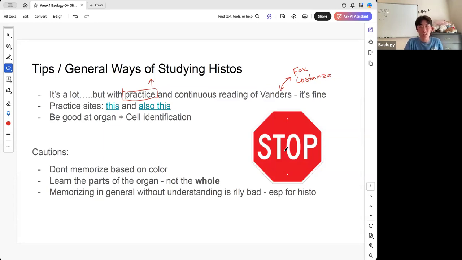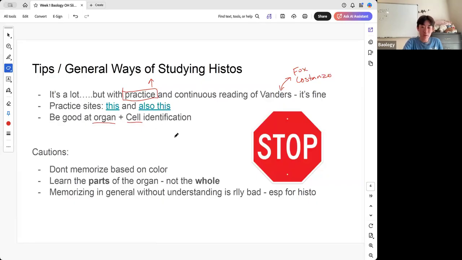So the structure of the body really connects well with reading a physiology textbook like Vander's or Fox or Costanzo. There are some practice sites linked here. You can't click on them because it's a screen share, but in the notes, which will be posted on Canvas once Canvas is resurrected, you will be able to look at these practice things. And yeah, you want to be good at organ and cell identification.